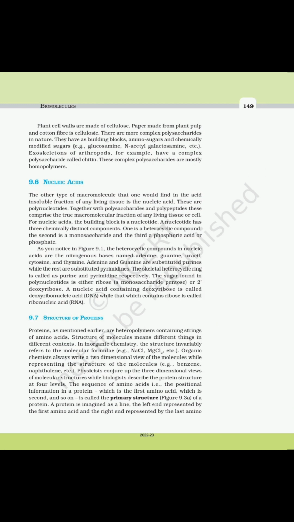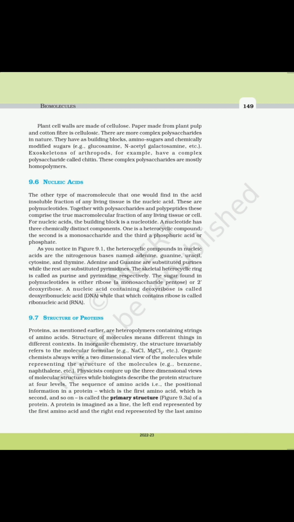Plant cell walls are made of cellulose. Paper made from plant pulp and cotton fiber is cellulosic. There are more complex polysaccharides. In nature, they have as building blocks amino sugars and chemically modified sugars, e.g., glucosamine, N-acetylgalactosamine, etc. Exoskeletons of arthropods, for example, have a complex polysaccharide called chitin. These complex polysaccharides are mostly homopolymers.